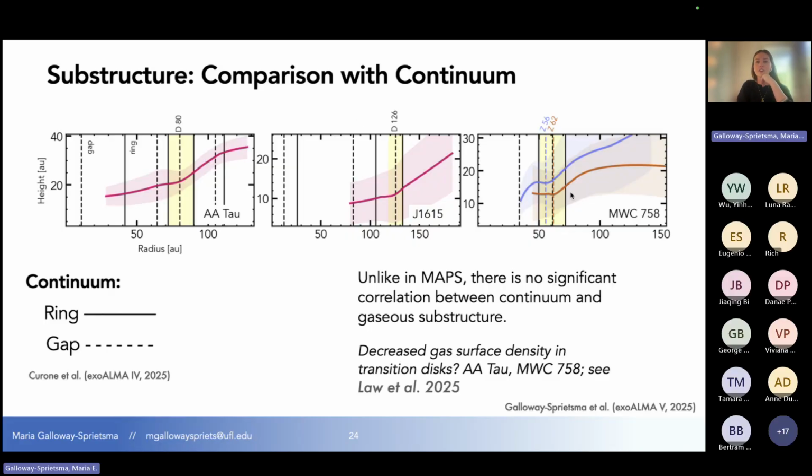MWC 758 actually has the clearest evidence of the substructures in the gas being related to the substructures in the continuum. You can see in 12CO and in 13CO, there is a pretty clear gap and slope change as the continuum fades out. So yeah, this is again a different result than MAPS, but this is potentially due to decreased gas surface density within transition disks. So AA Tau and MWC 758 are both transition disks. And this concept has been recently explored in a paper by Charles Law with PDS 70, the PDS 70 emission surface.